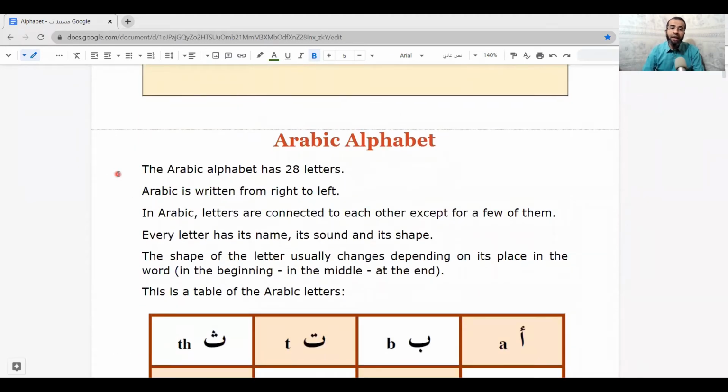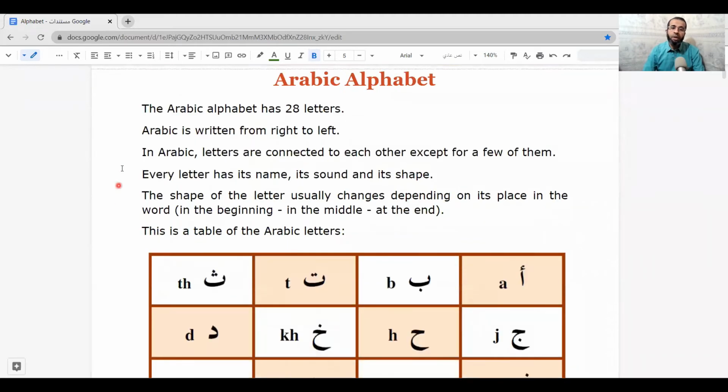The Arabic alphabet has 28 letters. Arabic is written from right to left. In Arabic, letters are connected to each other except for a few of them. Every letter has its name, its sound, and its shape. The shape of the letter usually changes depending on its place in the word: in the beginning, in the middle, at the end. This is a table of the Arabic letters.